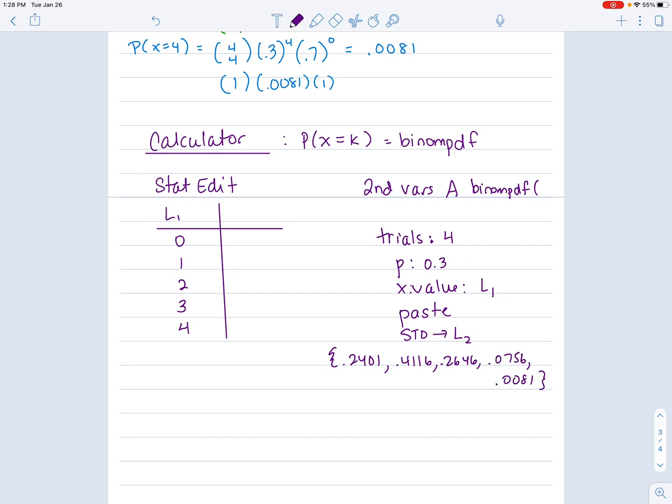Now, if you forget how to do that, you could just find each one separately. You could just find 0's value, then 1, then 2 by doing binom PDF for each one. But this will do all of them when you're telling it that your X value is list 1.